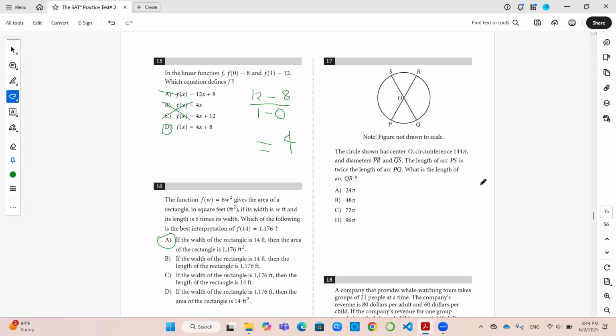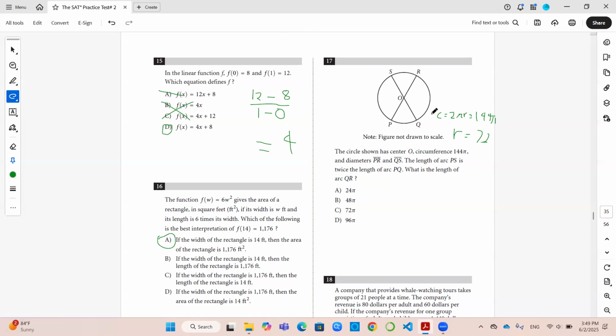The circle shown has center O and circumference 144 pi. So the circumference of a circle is 2 pi r, which is equal to 144 pi. And immediately I can determine the radius to be 72. The diameters are PR and QS. The length of arc PS is twice the length of arc PQ. What is the length of QR?